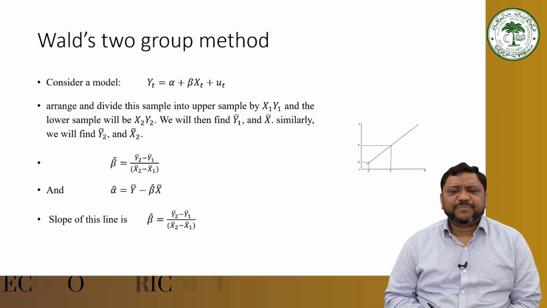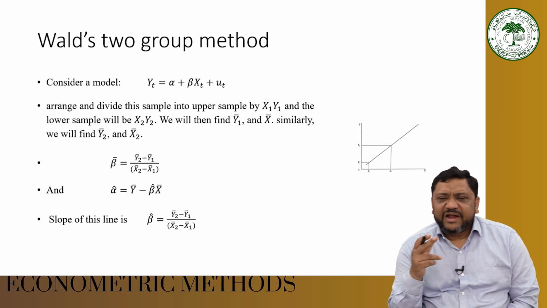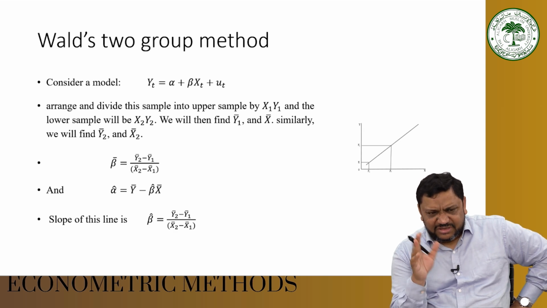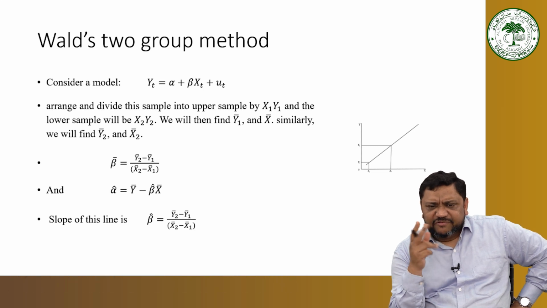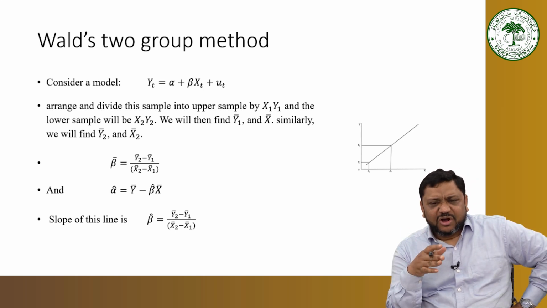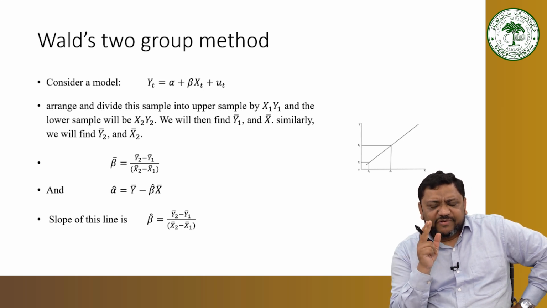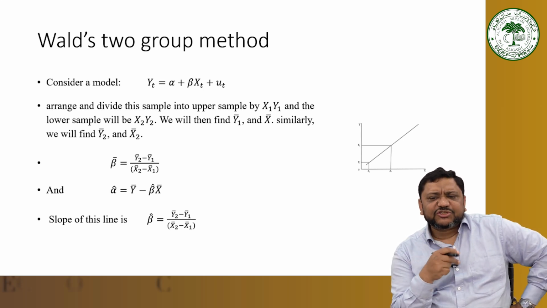Another next method is Wald's two-group method. Here we arrange the observations of x and y according to the values, either in ascending or in descending order. Now, let us say there are 20 observations. Then we will divide these 20 observations into two equal parts. In case the number of observations is odd, then we omit the central one and then divide the rest. Then we will denote the upper part by x1, y1 and the lower part of the sample by a different name, x2, y2.